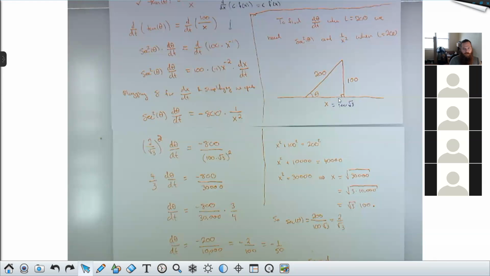I also need to know secant squared theta. So looking at this triangle, secant of theta is the hypotenuse over the adjacent. That's SOHCAHTOA. Cosine is adjacent over hypotenuse, so secant is hypotenuse over adjacent. So secant of theta has to be 200 over 100 times the square root of 3. We cancel the 100 and we get 2 over root 3. We plug that in here. Secant squared theta is (2 over root 3) squared. And from there, we just clean things up.